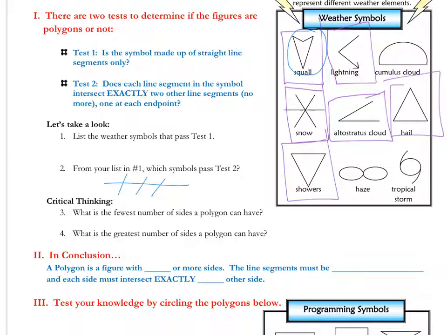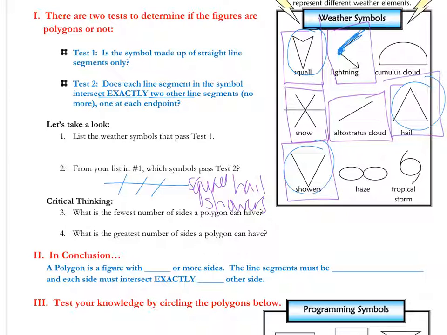Okay, lightning would actually not work because it has to be exactly 2, and if you look, this segment only intersects at 1 point. So that doesn't work. Snow doesn't work, the cloud doesn't work, hail does, and so do showers. Okay, so squall, hail, and showers would be, oh, sorry, I think I just wrote this in the wrong place. So squall, hail, and showers are the only polygons we have.